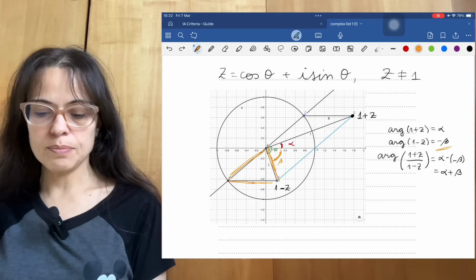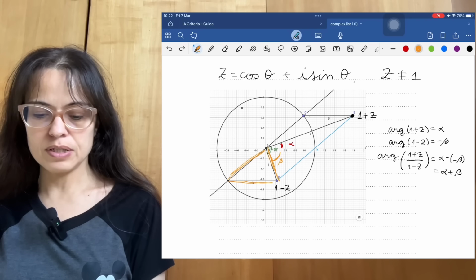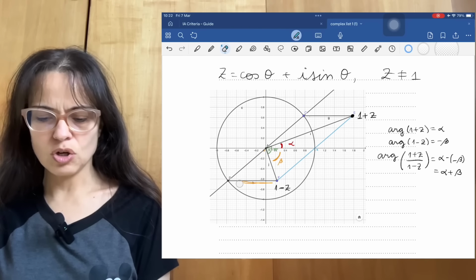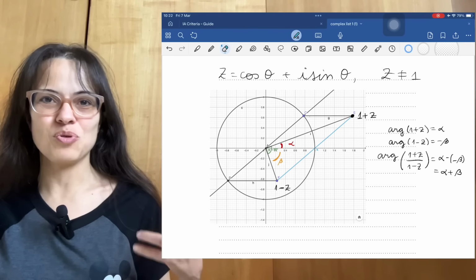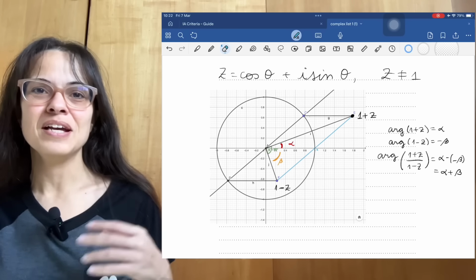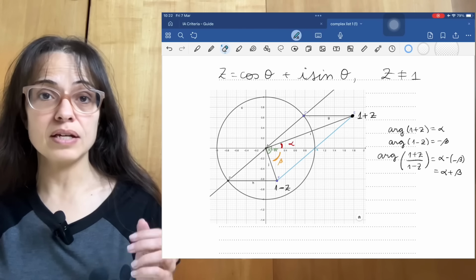In the picture, I'm not going to put minus beta because the picture is not really complex numbers. The picture is just geometry and a circle and some triangles. And in that context, negative angles don't make sense. So that is the angle beta.